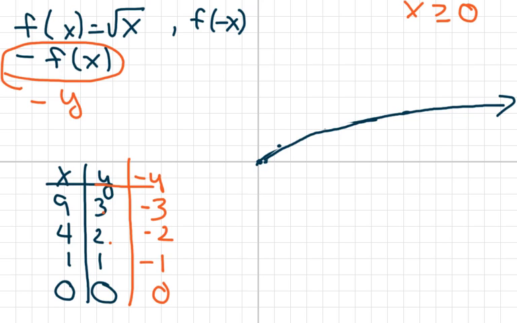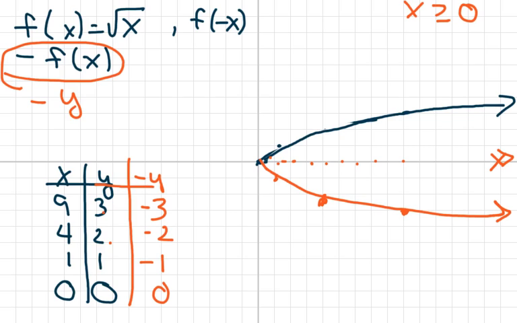So I'm going to plot those values. And you're going to notice 9. So 9 is where? 1, 2, 3, 4, 5, 6, 7, 8, 9. Goes down to negative 3. 4 goes to negative 2. 1 goes to negative 1. You're back to 0. And if you plot this, you can see where it reflects over the x-axis. That means if you fold this on the x-axis here, these two lines should match up.